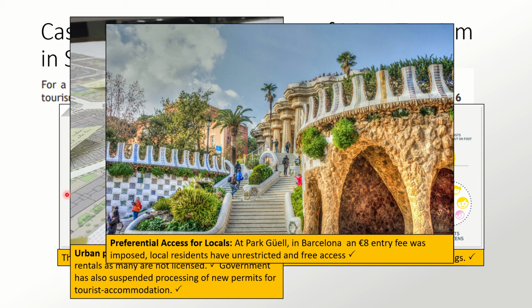They've given preferential access to some areas. Earlier in this lesson, I showed you Park Güell. It's in Barcelona. It has an €8 entry fee for tourists. Local residents have unrestricted and free access. And that's a good way of helping locals still have access to their own culture.